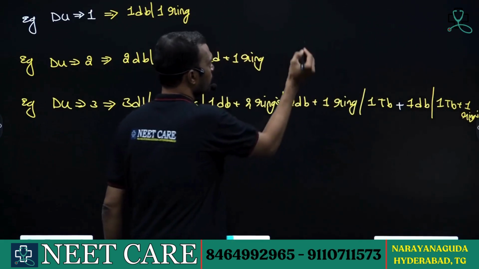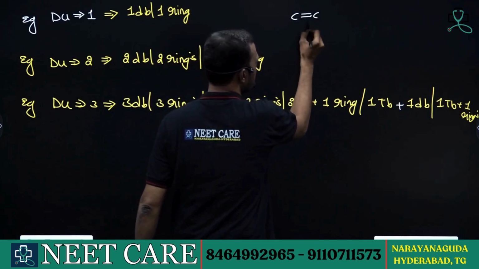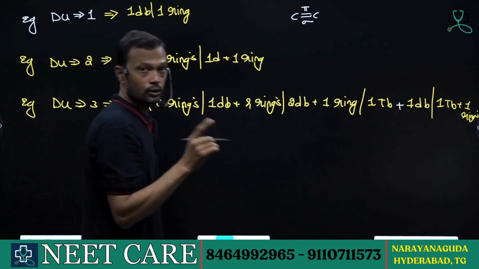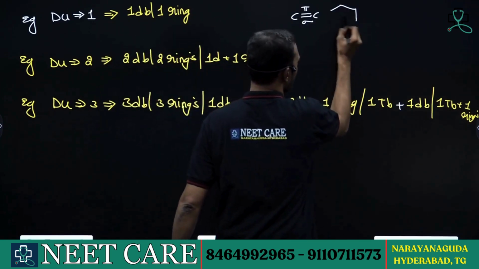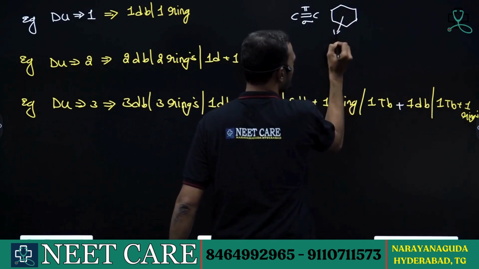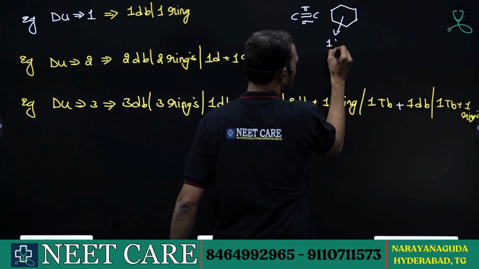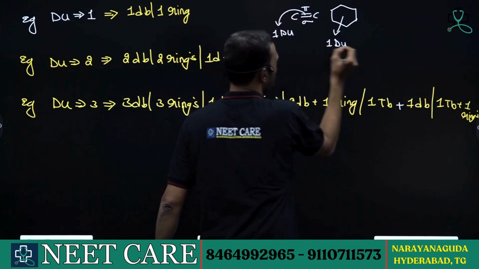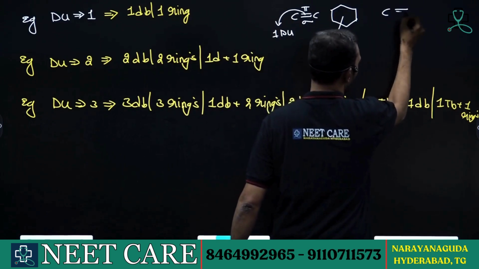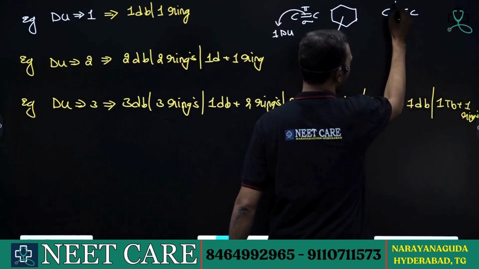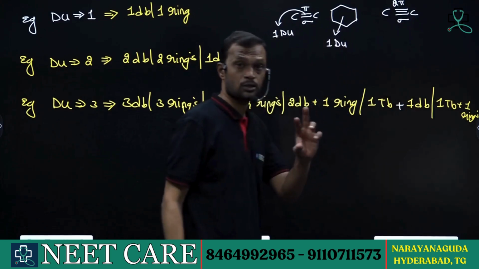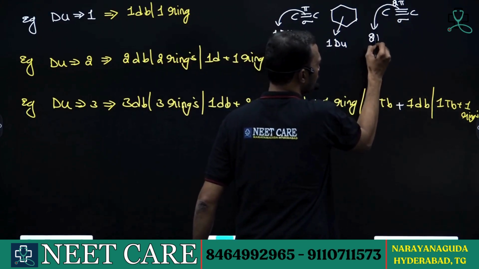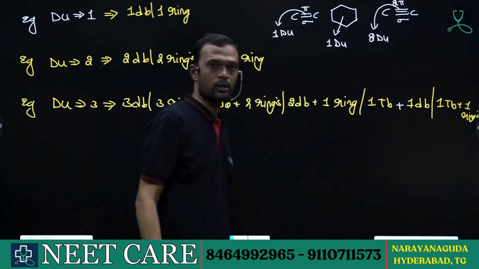Remember, between carbons, if a pi bond is created, this is sigma and this is pi. Every pi bond is 1 DU. Okay? And every ring, see, if I write one ring like this, every ring is 1 DU. It should be taken as 1 DU. And here every pi bond is 1 DU. You remember this point. Okay? Suppose a carbon-carbon triple bond is present, here 1 sigma and 2 pi bonds are there. How many pi bonds are present? 2 pi bonds. 2 pi bonds means 2 DU.